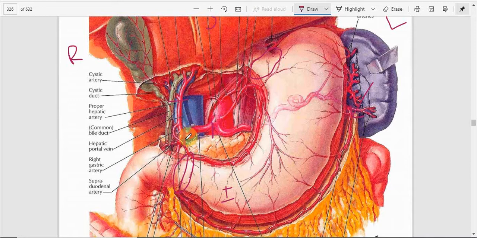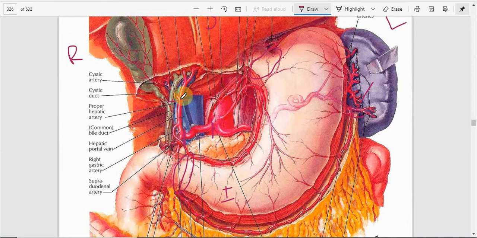It is known as the proper hepatic, which ascends in the right free margin of the lesser omentum, which I've just mentioned. And over here the relation is very important. It is in fact in front of the hepatic portal vein shown in blue and towards the left of the bile duct.